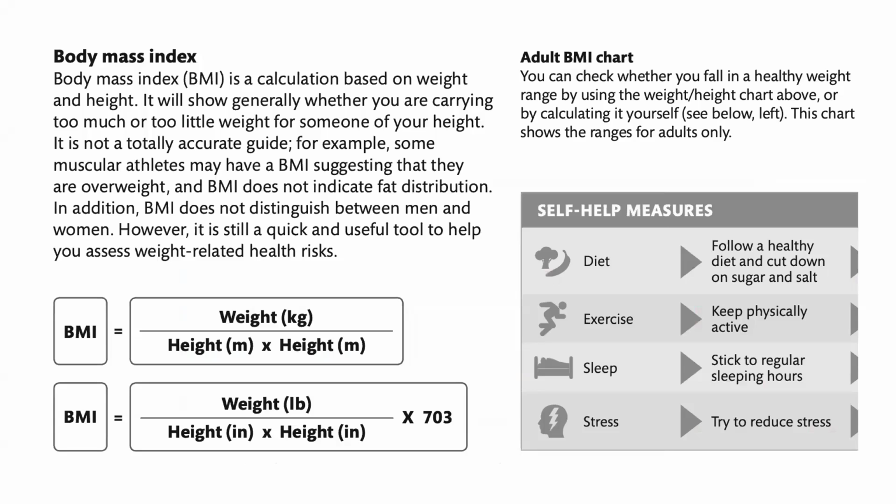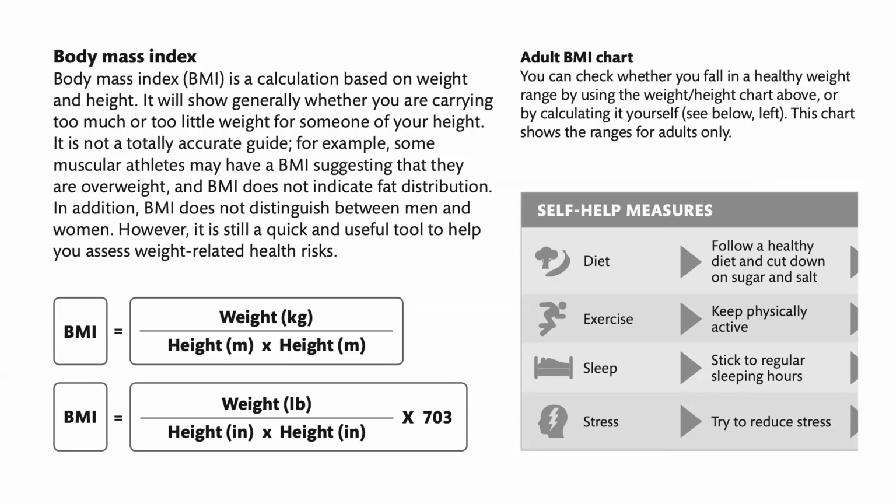Body mass index or BMI is a calculation based on weight and height. It will show generally whether you are carrying too much or too little weight for someone of your height. It is not a totally accurate guide. For example, some muscular athletes may have a BMI suggesting that they are overweight, and BMI does not indicate fat distribution. In addition, BMI does not distinguish between men and women. However, it is still a quick and useful tool to help you assess weight-related health risks.